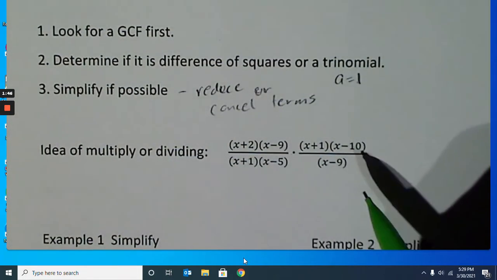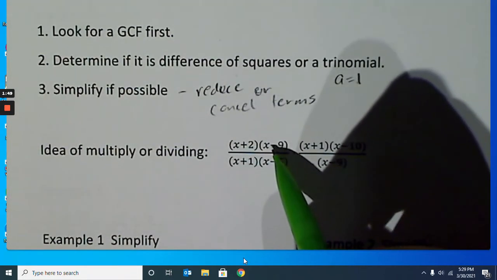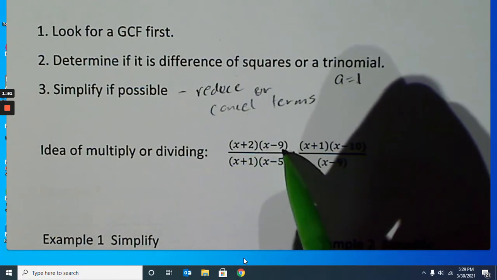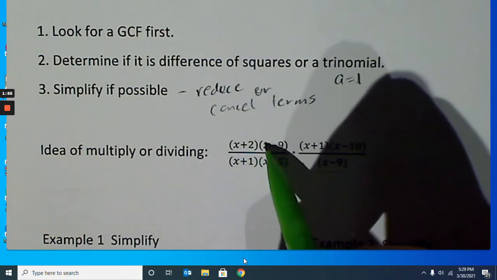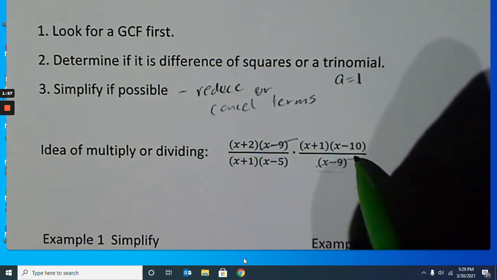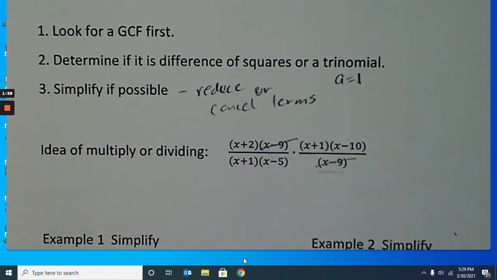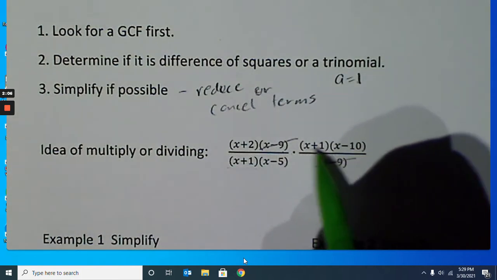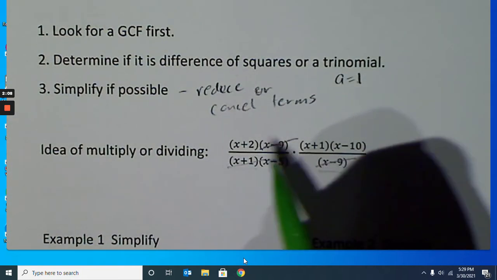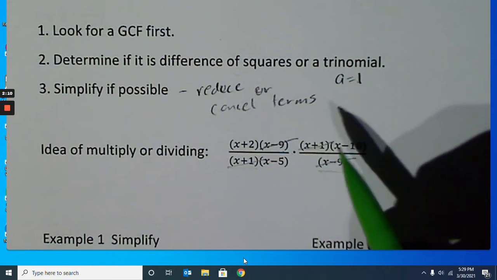So in other words, if I see the factor x minus 9 here, and I have an x minus 9 over here in this denominator, I can actually reduce or cancel those out. And again, if I look here, I have an x plus 1 right here and an x plus 1 right here. I can reduce or cancel out those terms like that.